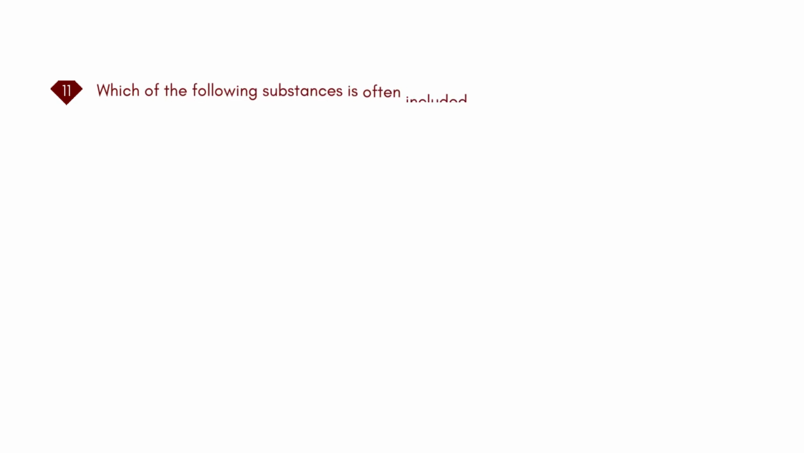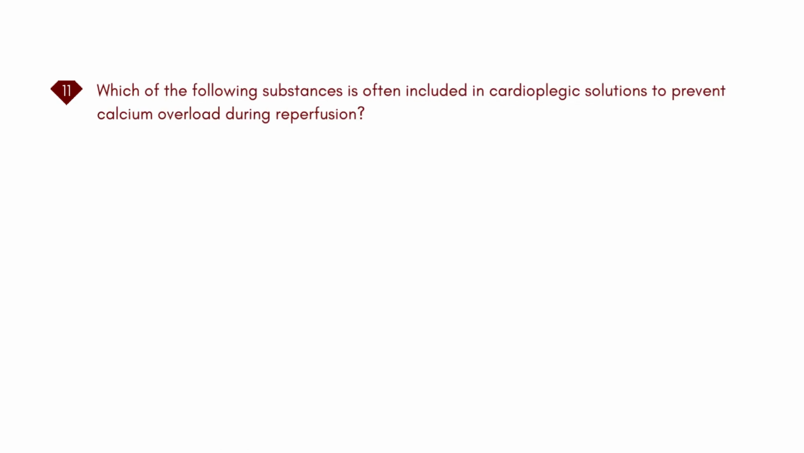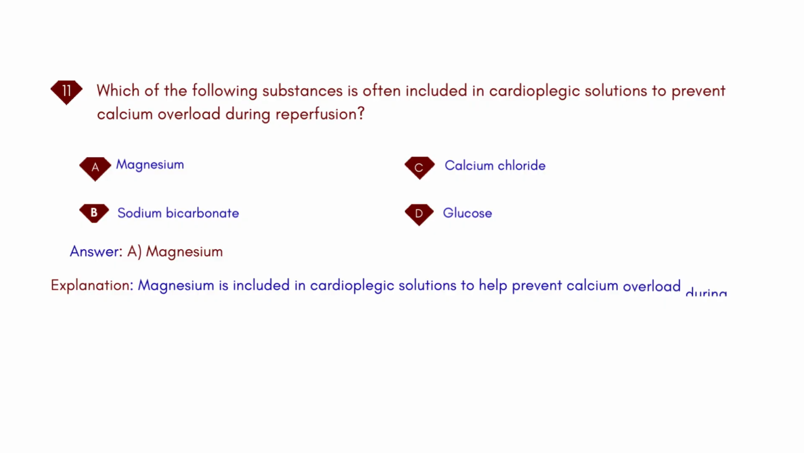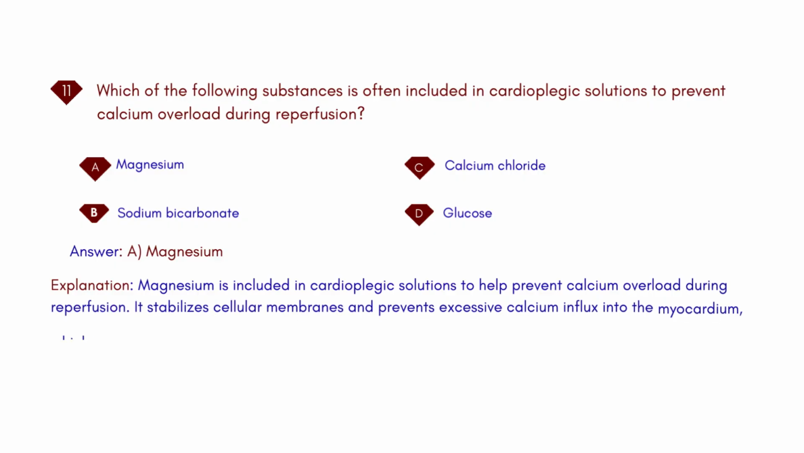Which of the following substances is often included in cardioplegic solutions to prevent calcium overload during reperfusion? A. Magnesium. B. Sodium bicarbonate. C. Calcium chloride. D. Glucose. Answer: A. Magnesium. Explanation: Magnesium is included in cardioplegic solutions to help prevent calcium overload during reperfusion.